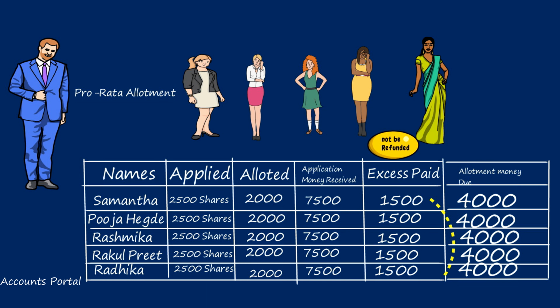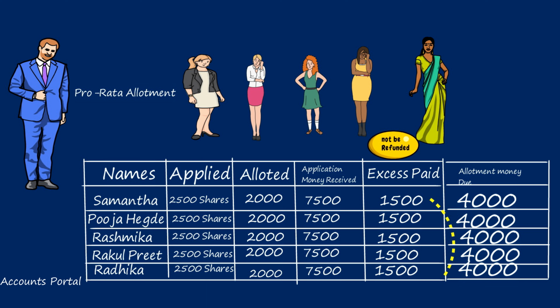The answer is yes. Instead of refunding the money, we will keep it and inform Samantha: dear Samantha, we will hold your extra money of rupees 1500. However, you only paid rupees 3 at the time of application stage. Now that we allotted 2000 shares, you will have to pay allotment and call money in the future for these 2000 shares. We will adjust this 1500 when you pay allotment money. The balance money you have to pay.